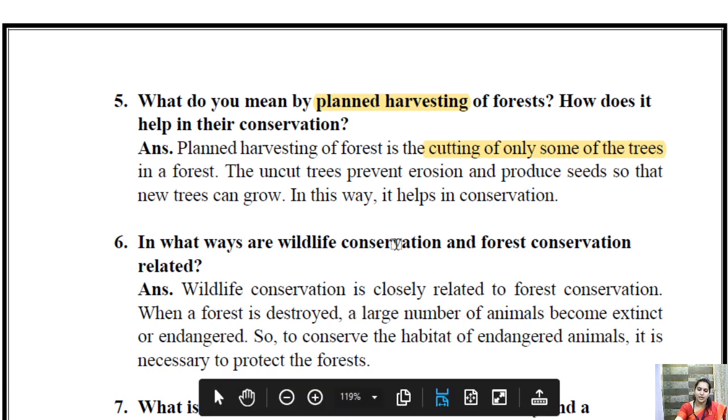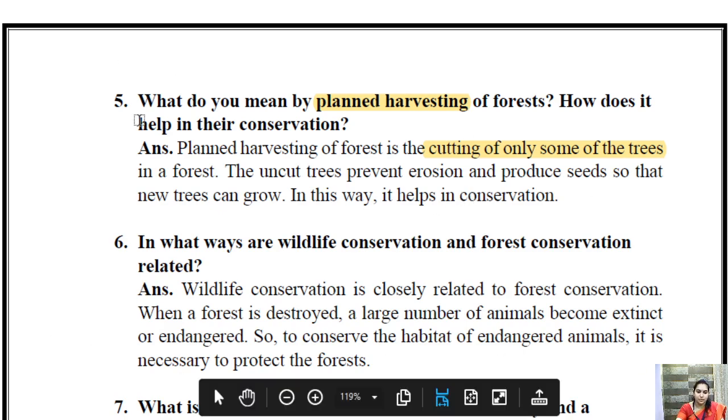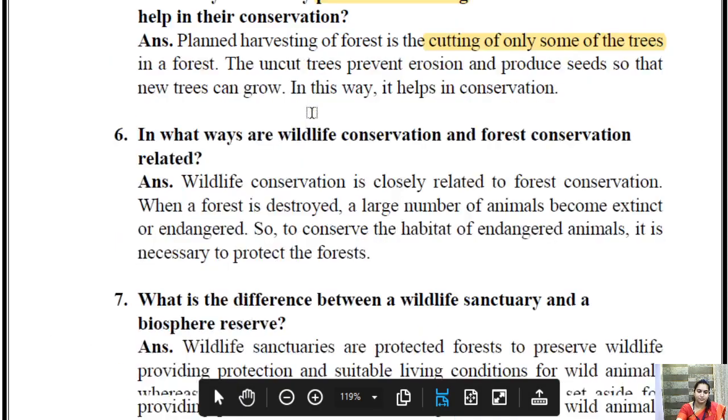So the same thing, कि हम कुछ पेड़ काटे, बाकी पेड़ छोड़ दिए, जो पेड़ को हमने छोड़ा वो erosion को prevent करेगा, और नए seeds को develop करेगा, and hence new trees can be grown and we can conserve the area. Okay, so this is planned harvesting.